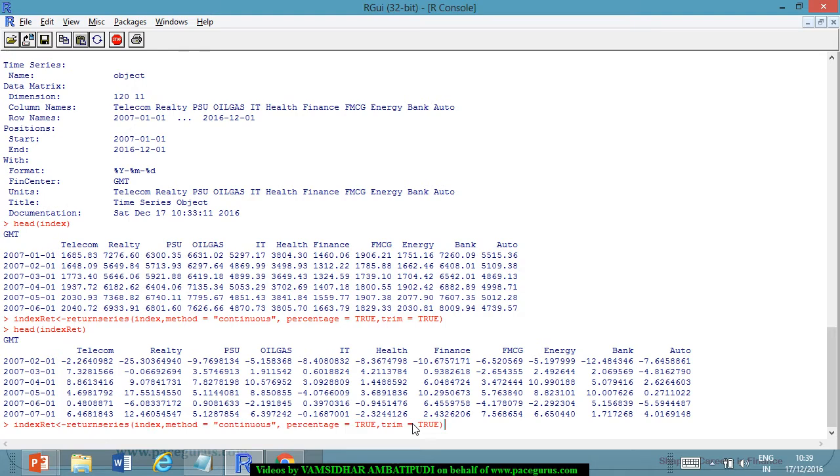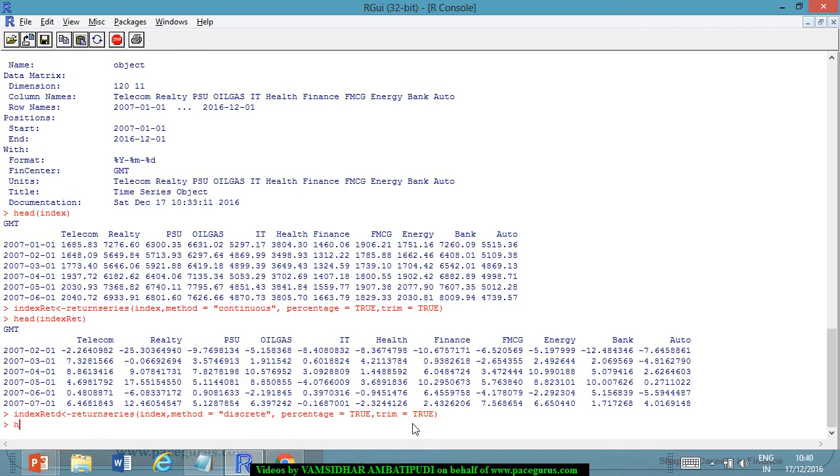But if I want to do the same on a discrete basis, I could have used the same function. So there are two ways. I'll call it, let's say, index return D, and instead of continuous, I'll change it to discrete, all else remaining the same.